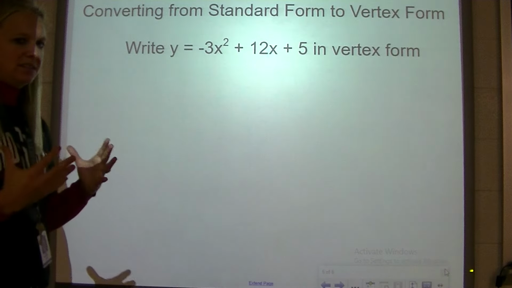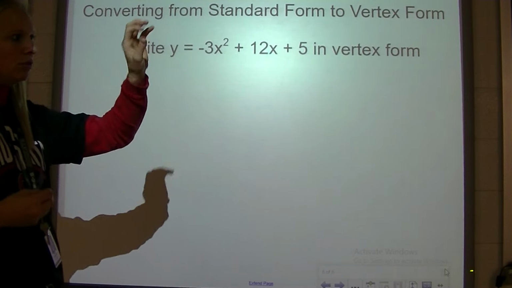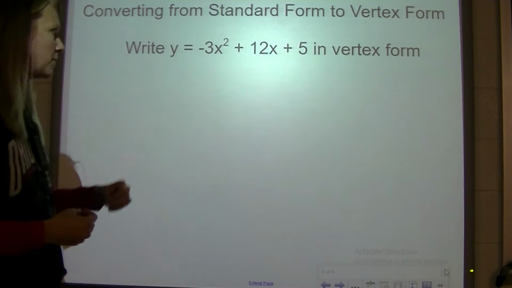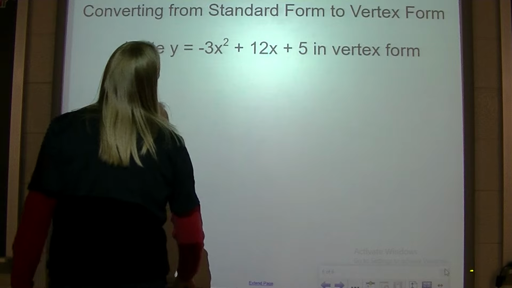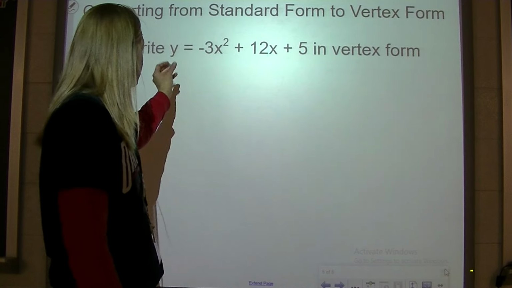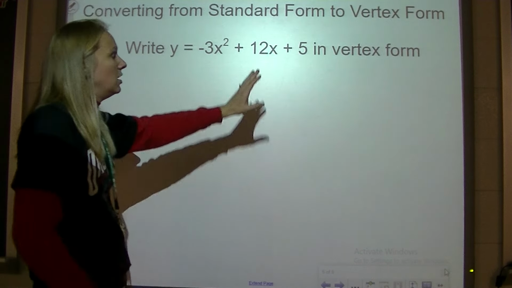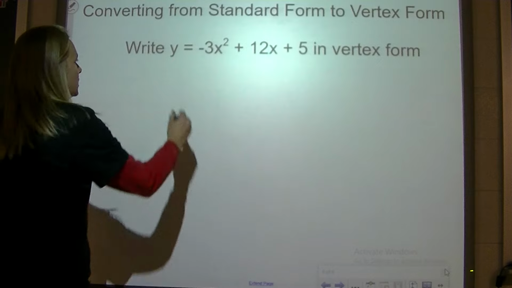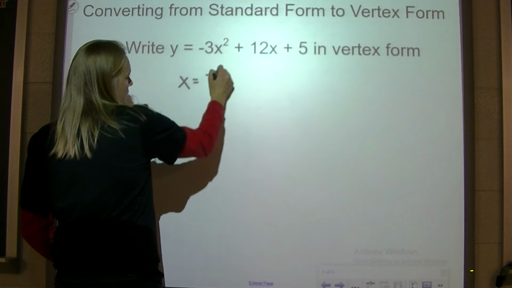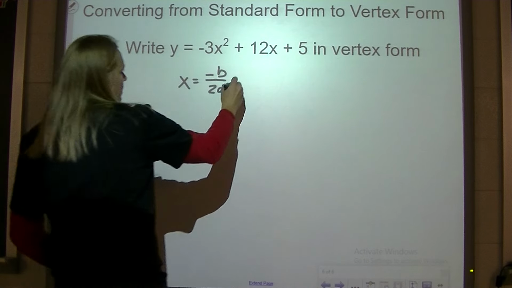In standard form, it's not as easy to find the vertex, to say, oh, that's where my peak or my valley is, that's where my max or my min is. But as you know from previous lessons, it's fairly easy to find the x-coordinate of a vertex in standard form, right? Because we know that the x-coordinate is opposite b over 2a. So let's type that in.